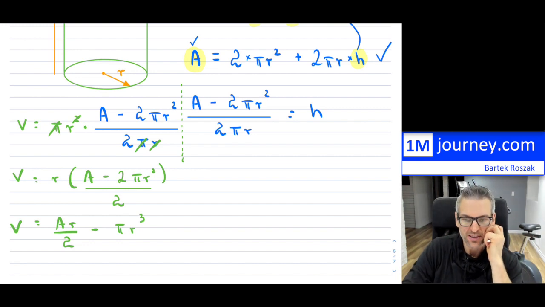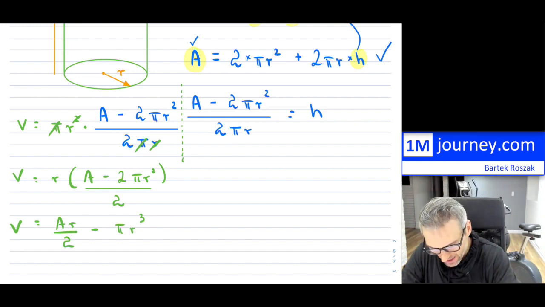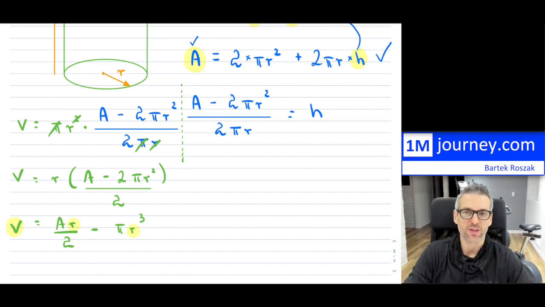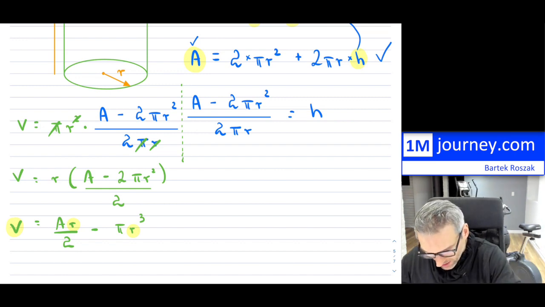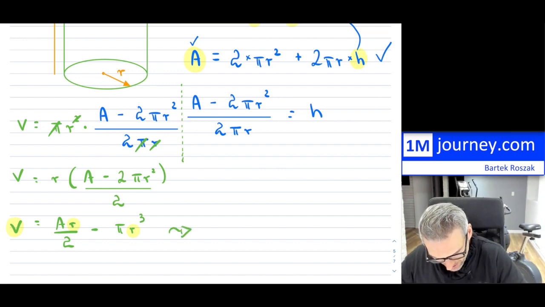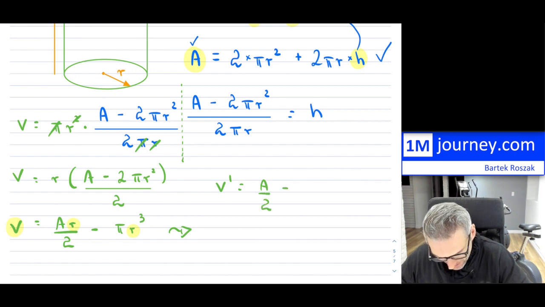Now that we have the volume equation, I can take the derivative with respect to R, because this is only dependent on R, because please remember that the area has been given to us. So if I do that, my first derivative is just going to be A over 2 minus 3 pi R squared.